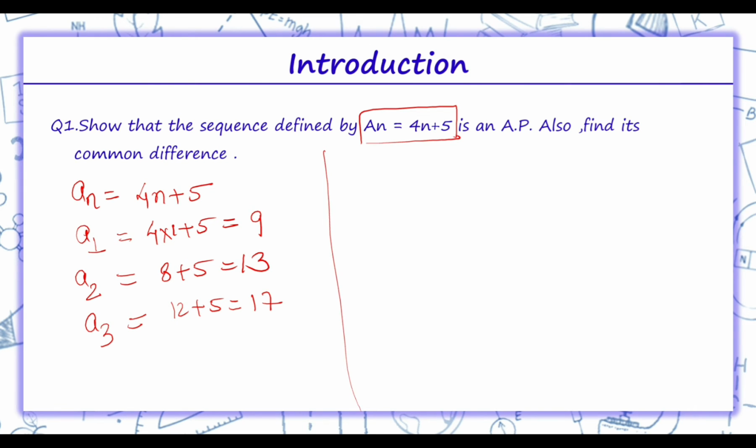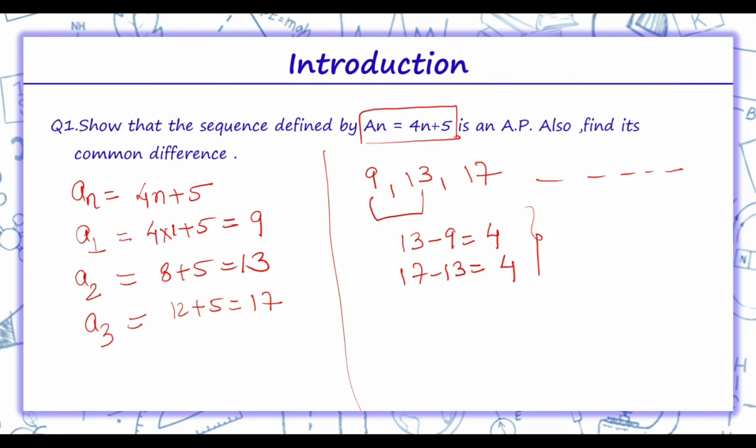So the sequence which we obtained is 9, 13, 17 and so on. If we see over here, the difference is same. 13 minus 9 is 4. Similarly 17 minus 13 is 4. Difference is same, therefore it is an AP. So the common difference is what? 4.